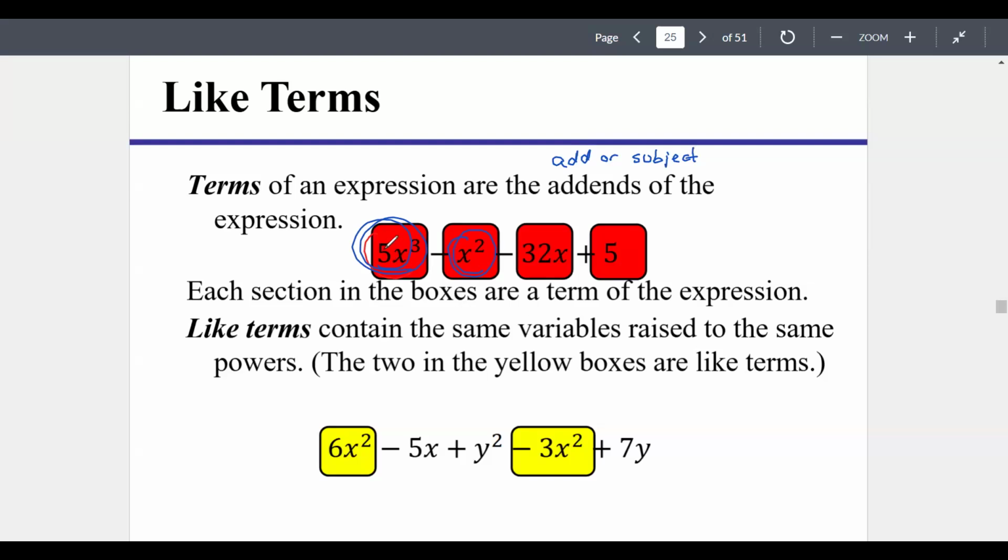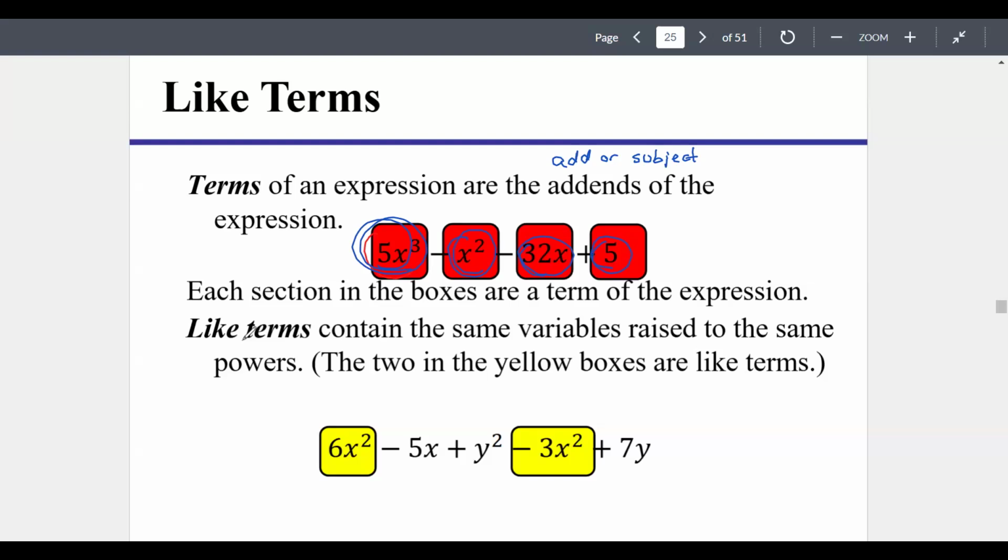So this is an expression of 5x cubed, and then we add or subtract another expression. So this is x cubed. So x cubed is another term. 3x squared, 32x is another term, and 5 is another term. So each section in a box is representing a term of our expression. So each of these is what we call a term.